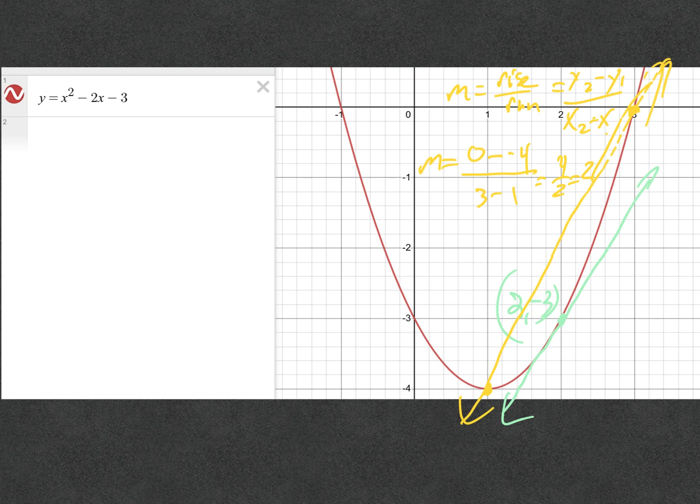Or another process I could use is I could take this point right here, which we said is 2, negative 3, and compare that with this point up here, which was 3, 0. And the slope between those two points would be rise over run. The rise is 3. The run is 1. So the slope of that equation, if I connect those two points, would have a slope of 3.